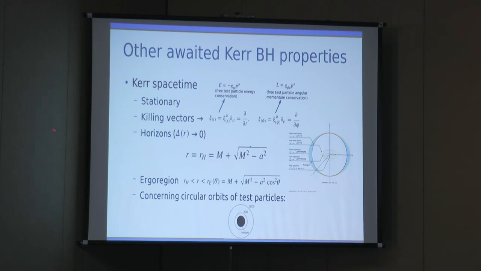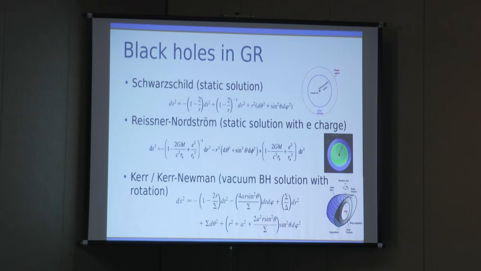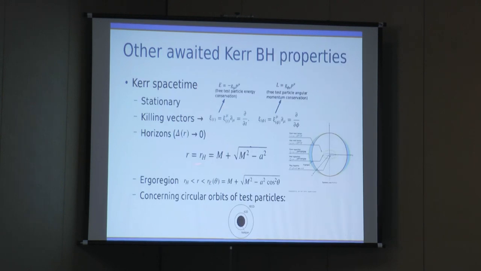And where are the horizons located? If you want to calculate the horizons, you go back to the solution and set this delta to zero, and you can find two horizons. This is the inner one and this is the outer one. The inner has a minus and the outer has a plus. The ergoregion depends on this azimuthal angle, theta.